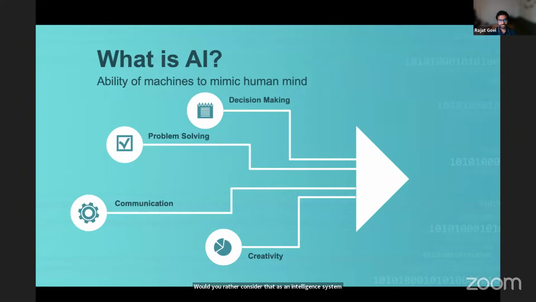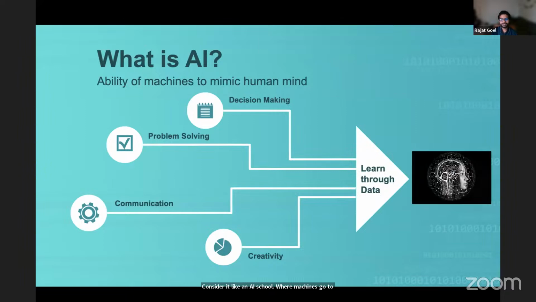But how do we make machines learn all these qualities and traits? Well, they learn through data. Very much how humans learn in their childhood when we are growing. We basically observe the environment and the world around us. Machines also learn through the data that we have gathered about the world that we are living in. Consider it like an AI school where machines go to learn how humans behave, but can absorb knowledge much quicker. And finally, we have an intelligent system which is artificially made by humans.